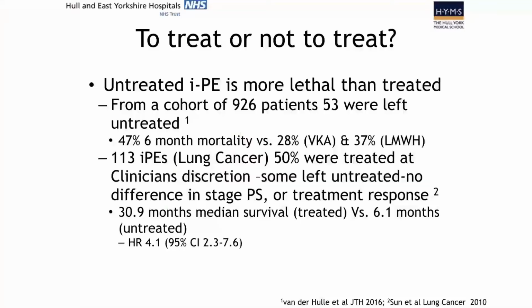Now, when you're looking at retrospective data, unfortunately, there's bias. Maybe those patients were not treated because they were end of life. Maybe they were not treated because they had a bleed. There may be other reasons. But some patients, I'll present the data in the second study, were at clinician's discretion. And we can see that the mortality at 6 months is higher in the untreated population compared to the ones that are treated either with a VKA or with low molecular weight heparin.